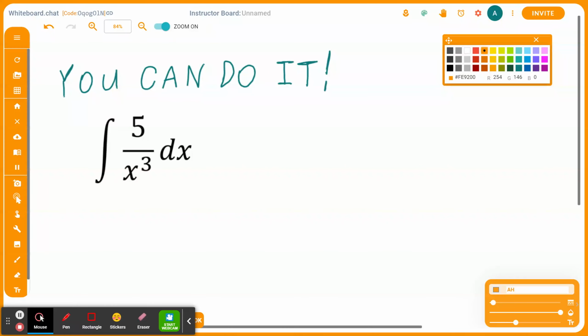Hi everyone, let's take a look at the following example. Find the antiderivative or the integration of 5 divided by x to the power 3 with respect to x.